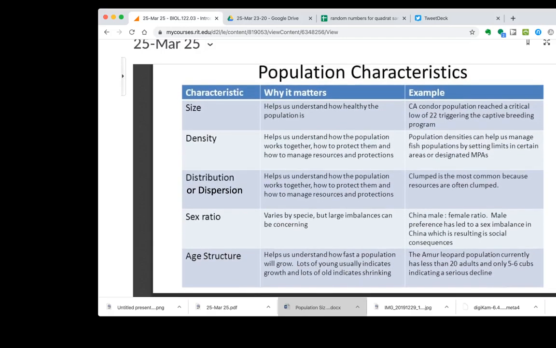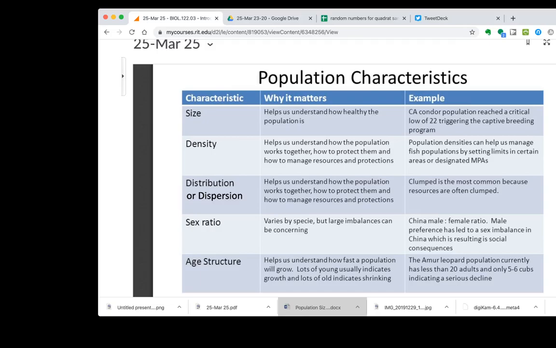I just wanted to go over some of these characteristics of a population. There's, of course, the size, so how many individuals there are. And one of the things that's interesting is that size can be used to think about what a healthy population is. The example listed here is the California condors. Population size dropped to 22, but because of this captive breeding program, they've rebounded and they have healthy populations. Something you can go and look up.